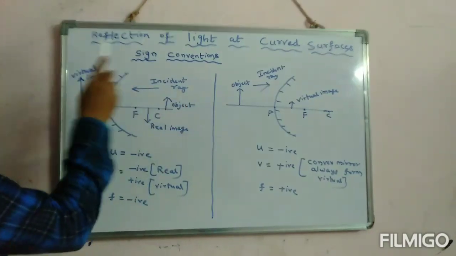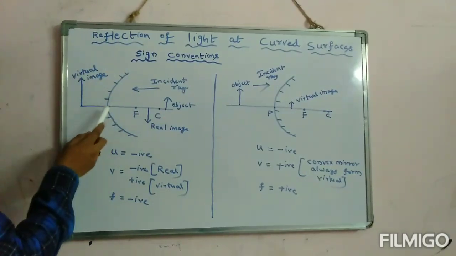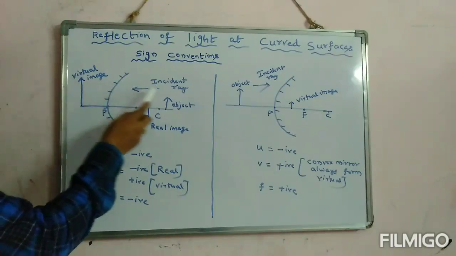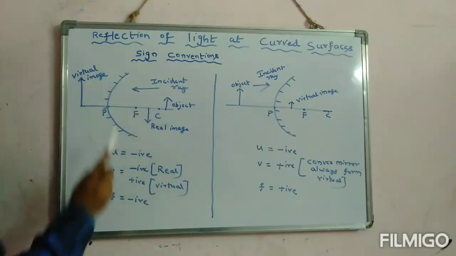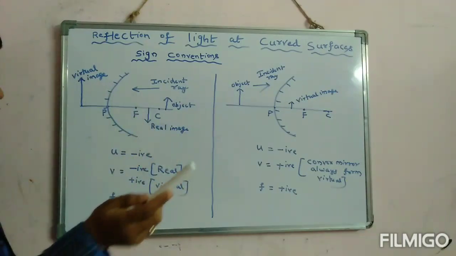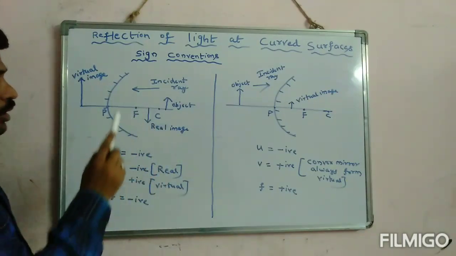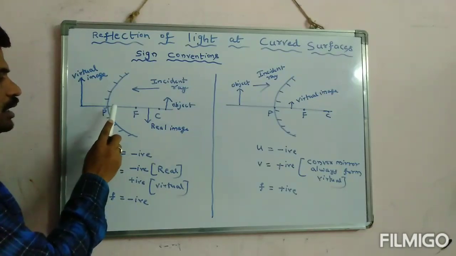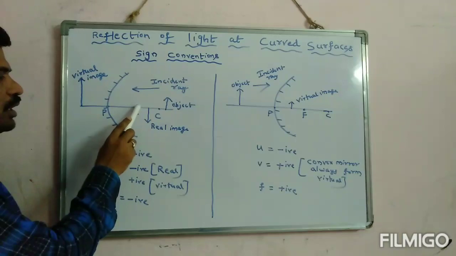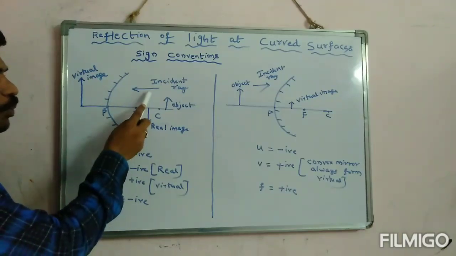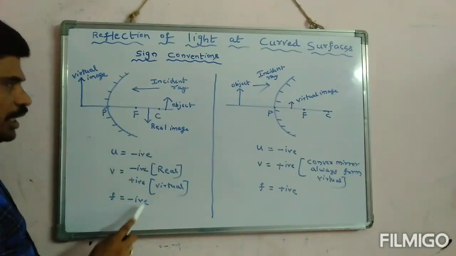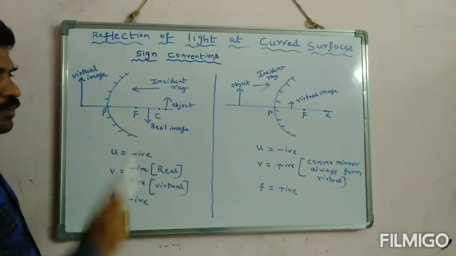If the image is virtual, we are measuring from pole to image in the same direction of the incident ray. Hence, v is positive for virtual image. And next let us check for focal length. Focal length is the distance between pole and focus. Pole to focus, we are measuring in opposite direction of the incident ray. Hence, f is negative for concave mirror.